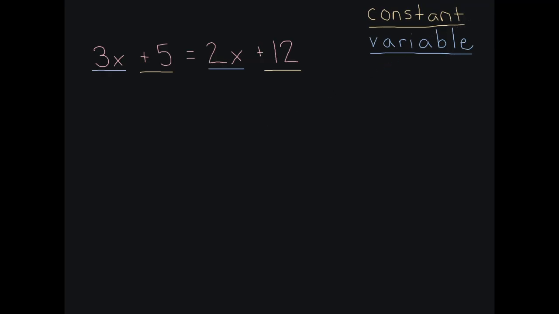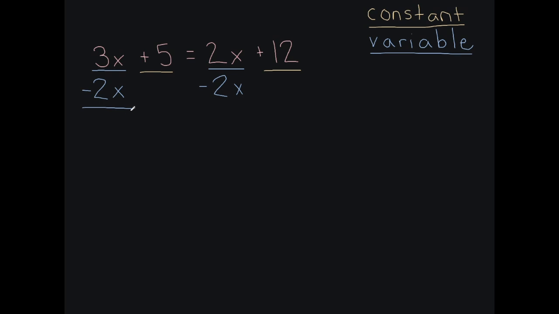When we see problems with variables on both sides, we want to make sure we can get the x's all together. Right now we have 3x on the left and a 2x on the right. Let's move this 2x by subtracting 2x from both sides. So remember, balance is the name of the game here.